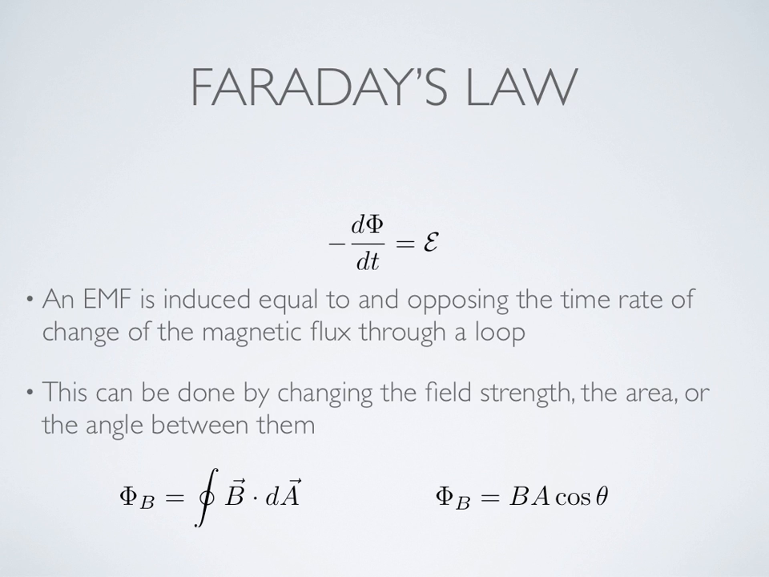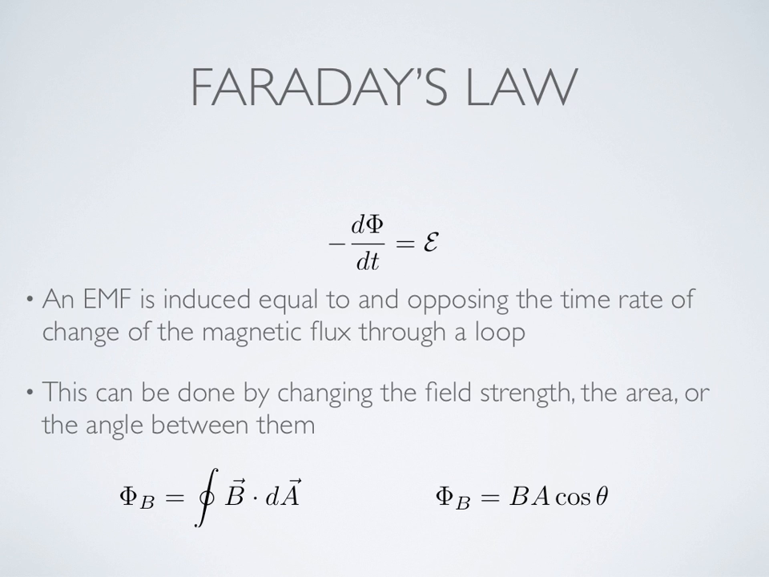This EMF is induced, equal to and opposing the time rate of change of the magnetic flux through any loop of wire. I can do this by changing the field strength, changing the area, or changing the angle between them. After all, the magnetic flux, phi sub B, is the integral of B dot dA over some surface. Or for simple cases, if things are constant enough, it's just B times A times the cosine of phi. Therefore, change B, change A, or change the angle, and I get a change in phi, and therefore I get an EMF.